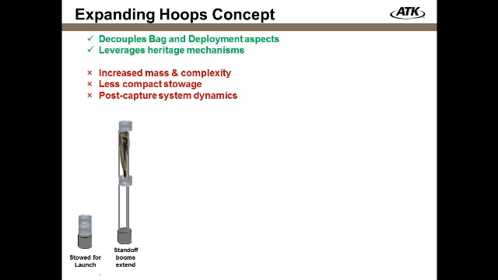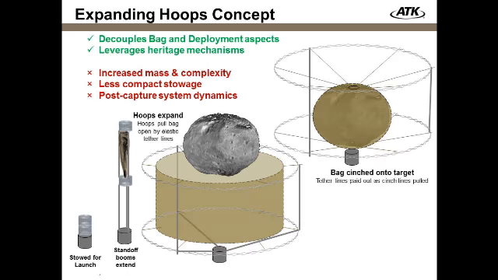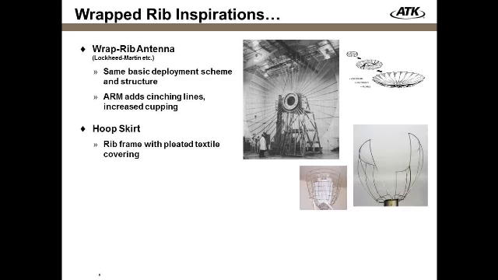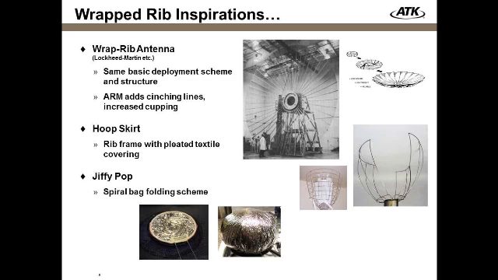We looked at the expanding hoops, which I talked about, the hoop bag that comes along and expands out, grabs around the asteroid, and then pulls that together. We found it a complex approach, though viable. There was some increased mass complexity compared to the wrapped rib approach, and not as compact as stowage. So a wrapped rib really came from concepts we've already seen out there, the wrapped rib antenna developed by Lockheed many years ago, only we wanted to pull it up more like a hoop skirt, to give a little more depth to it, and then inflate the bag like a Jiffy Pop.